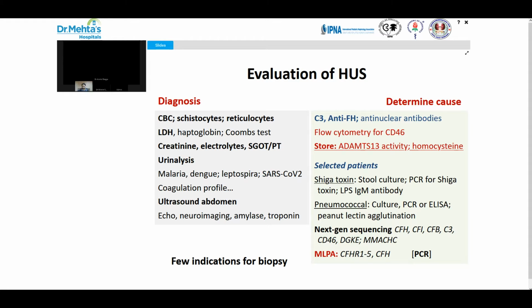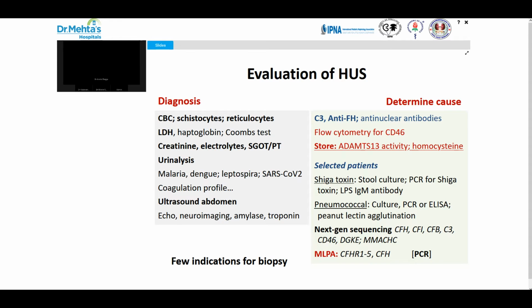Now, you will say, are these tests available in the country? Yes, they are. I think most metropolitan cities would have access to these tests. And definitely, if you've got a patient with atypical HUS, you do not have too many options, but to be able to do a C3, anti-FH, to be able to do next-gen sequencing for the standard genes, do a flow cytometry for CD46, as well as MLPA.